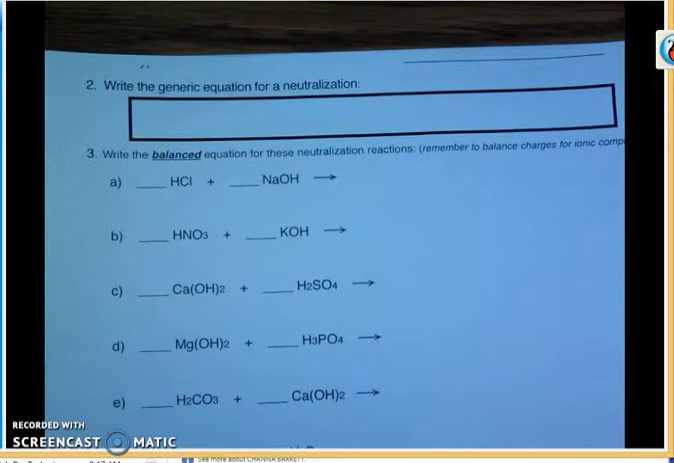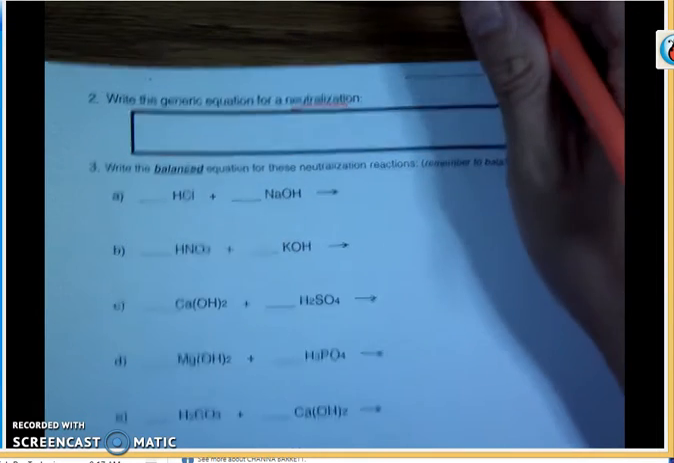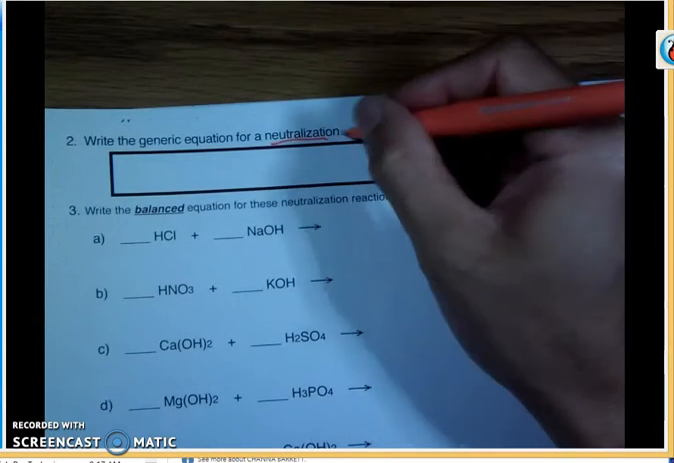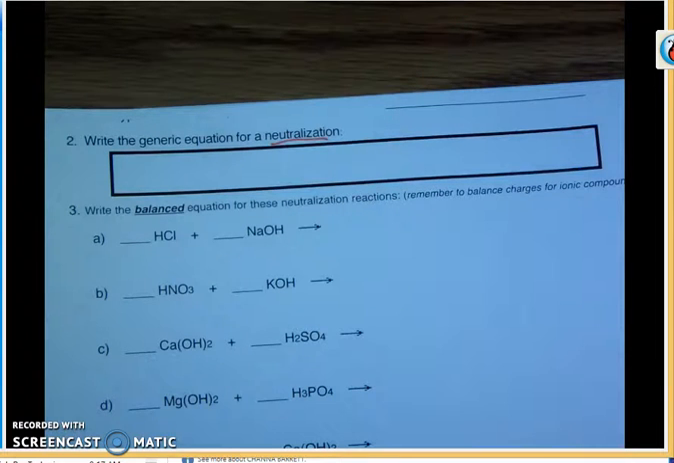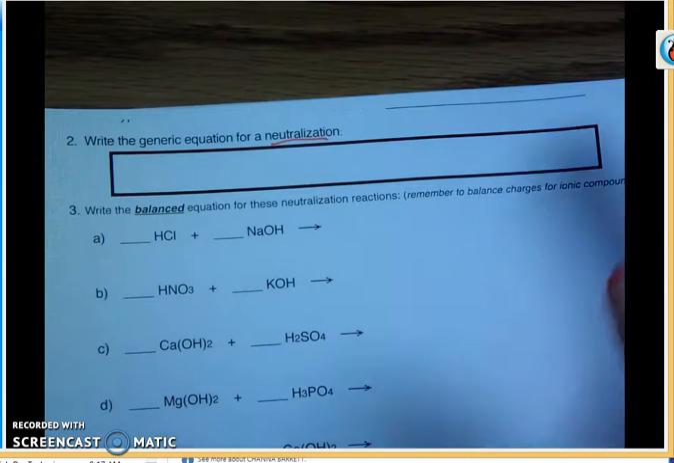So a neutralization reaction, if you look at the word, it says neutralization. Neutral is when the pH is equal to 7, right? When you neutralize something, you make it less acidic or less basic. Make it less of a base or make it less of an acid, it goes toward 7. It goes toward the pH 7.